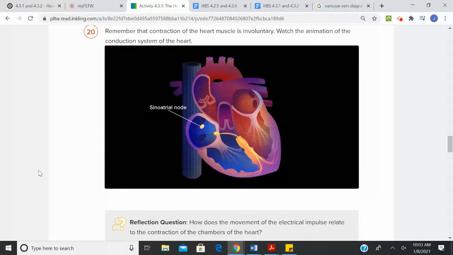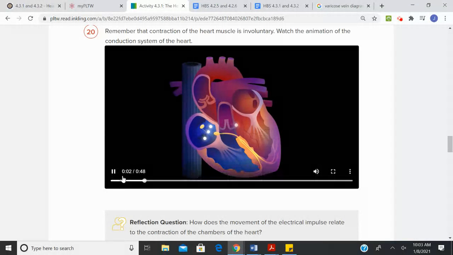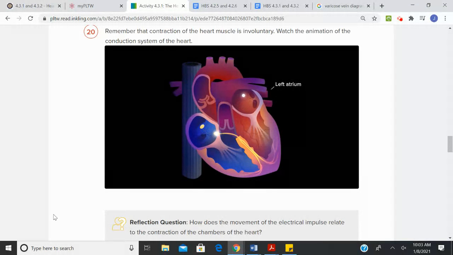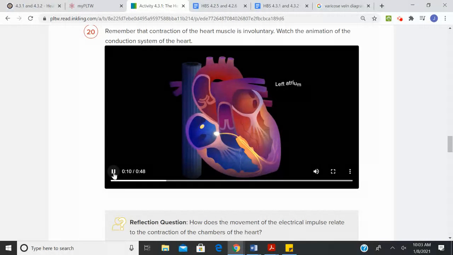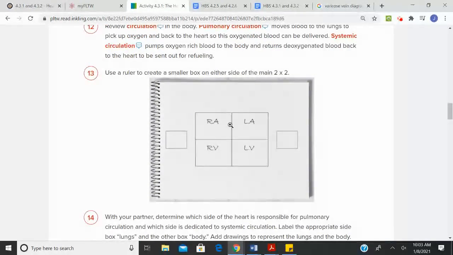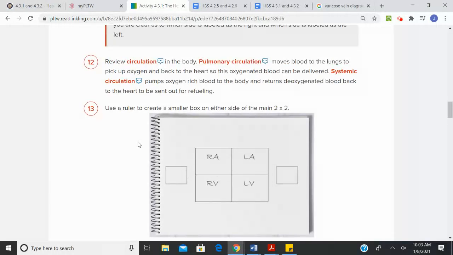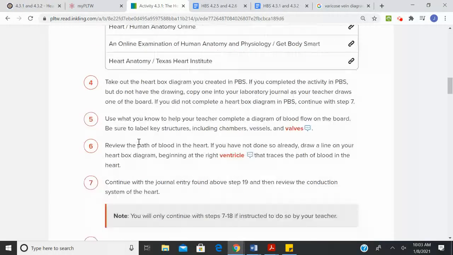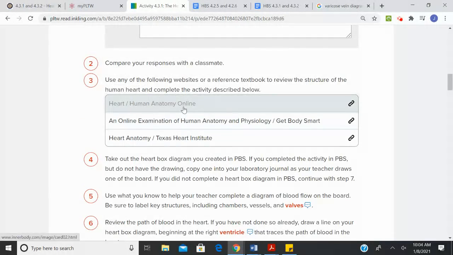This shows the electrical signal that goes through the heart, and we'll get into more details of that in class. It also shows the different ways that the heart beats, so feel free to look at that if you want to. But we're going to draw this heart box diagram in class, and you're also going to be doing a color coding diagram of a heart in class as well.